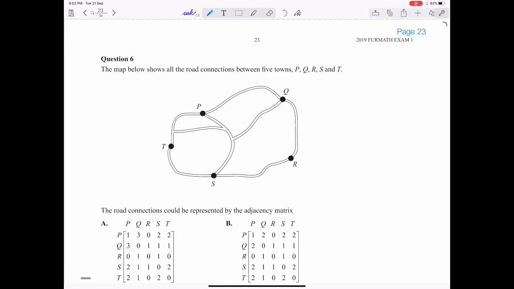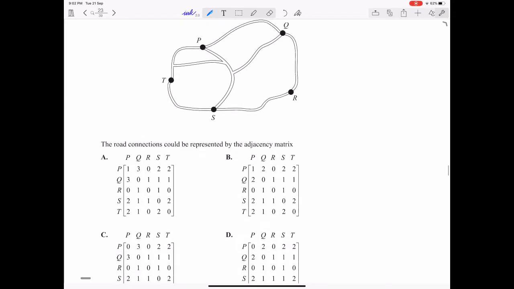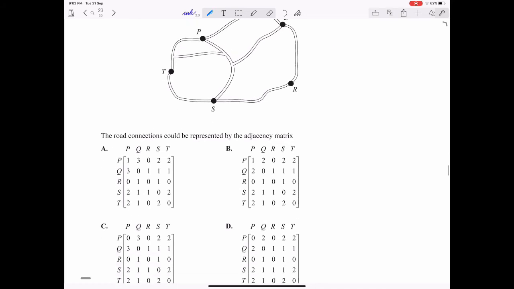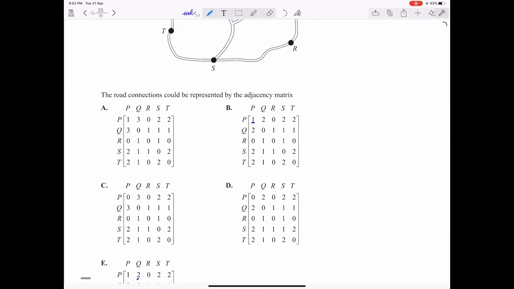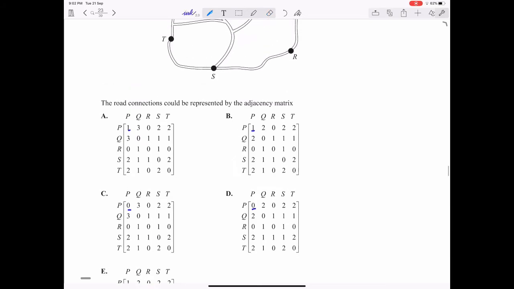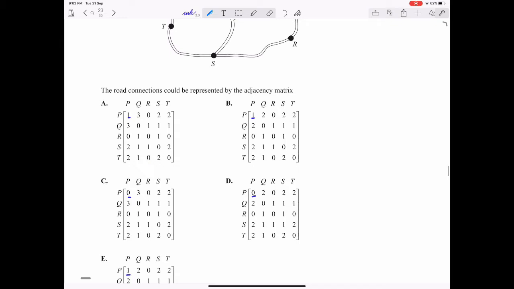Question 6, the map below shows all road connections between 5 towns, P, Q, R, S, and T. The road connections could be represented by the adjacency matrix. So to do this question, I'll just go with the process of elimination rather than trying to construct the whole matrix. So the first distinct difference that we can see between these matrices is that from P to P, some have 1 and others have 0. So we should determine how many pathways are there from P to P. Is there any pathways or is there actually 1?